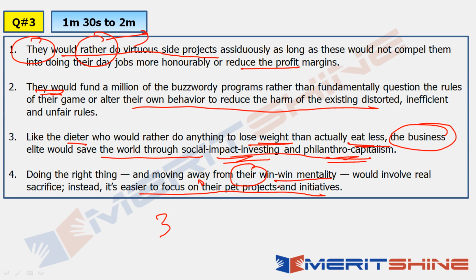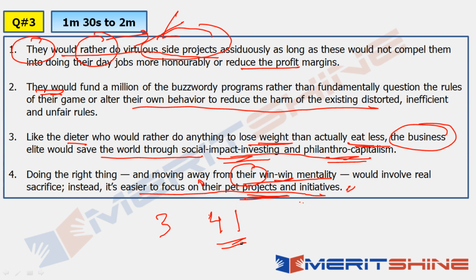See, they are talking about pet projects and initiatives, and that they are talking about projects again, their virtuous side projects. So they introduced pet projects here and virtuous side projects. They are adding to it by saying rather they would do virtuous side projects. So this makes a link. Obviously the link is, as I am saying, that they have talked about pet projects here. So 4 would come first and then 1.